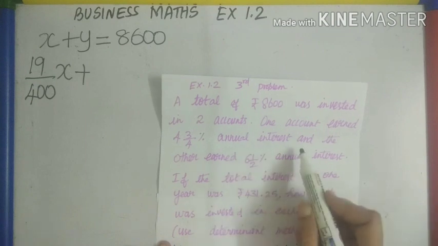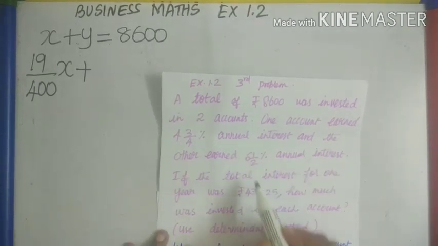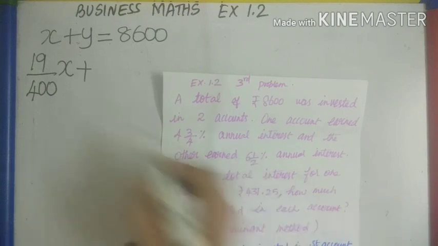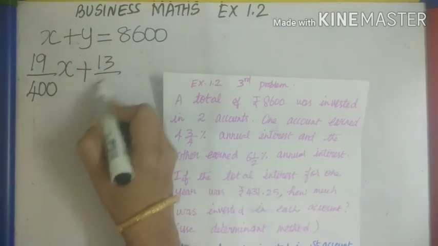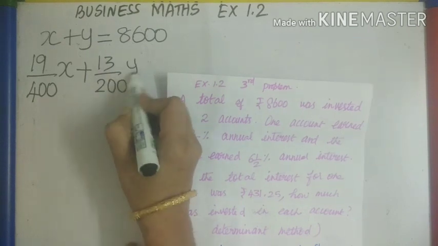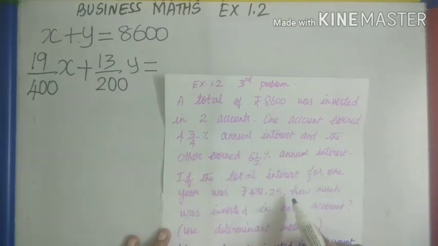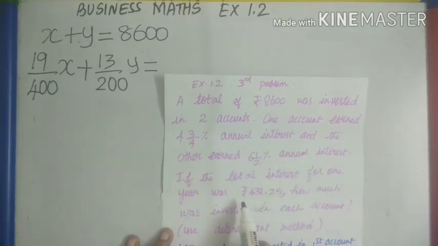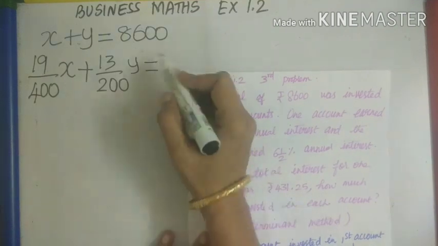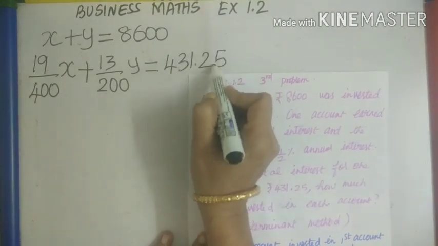And annual interest for Y will be 6 1 by 2%. 2 6 are 12 plus 1. I write 13 by 2. Percentage means into 100. Y equals to. What is the total annual interest? It is 431.25. So we have written the second equation.